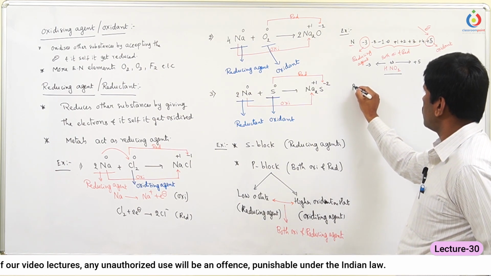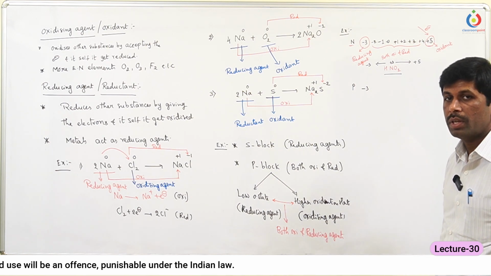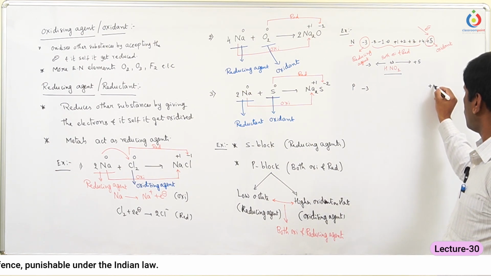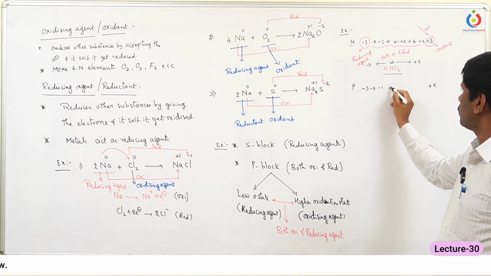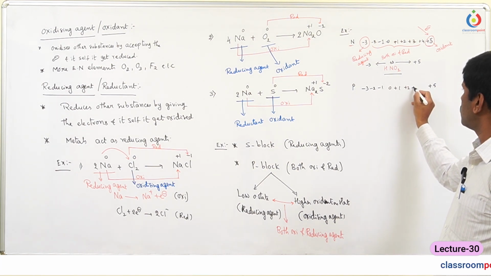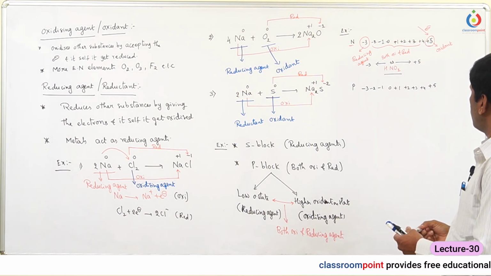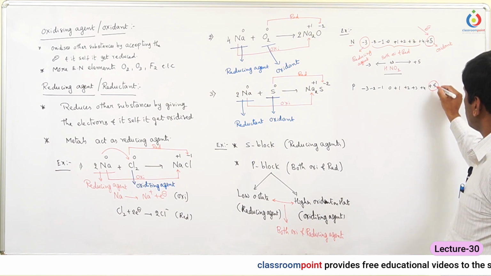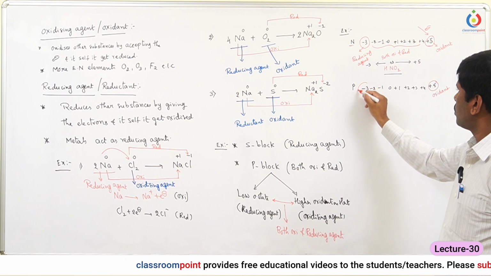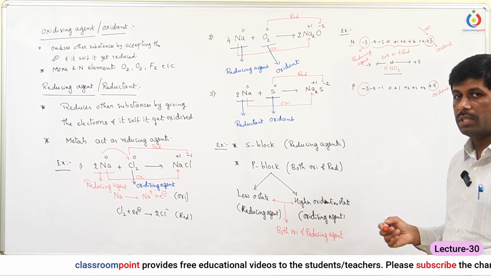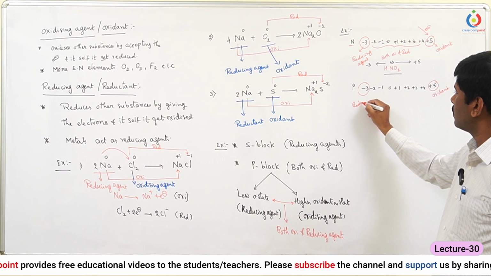Similarly for phosphorus also. Phosphorus can exhibit oxidation states ranging from -3 to +5. All these oxidation states are possible: -2, -1, 0, +1, +2, +3, +4. So the highest oxidation state can act as only oxidant, and whenever phosphorus is in the least oxidation state, it can act as only reductant.